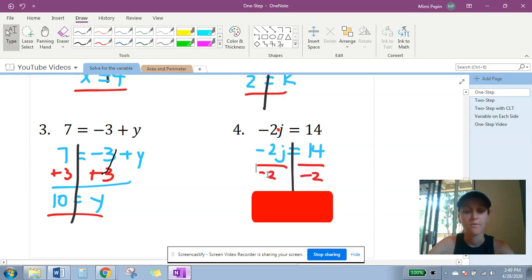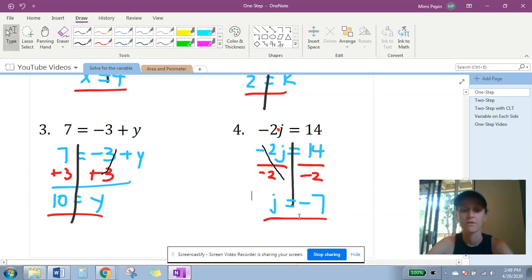Because negative 2 divided by negative 2 is 1. So these are going to cancel out. And then if I do 14 divided by negative 2, that's going to equal negative 7.